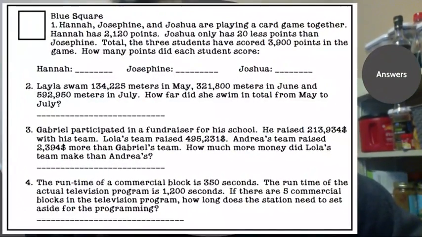Okay, for our blue square, Hannah, Josephine, and Joshua are playing a card game together.